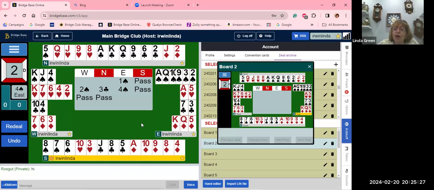So we have got 3 losers. We've got 2 diamonds and 2 clubs. So our only chance is to get going on the heart suit and using your spades as your entries to set up the hearts. You've got the ace, the queen, the 10, and the 9. And this is how the play should go.